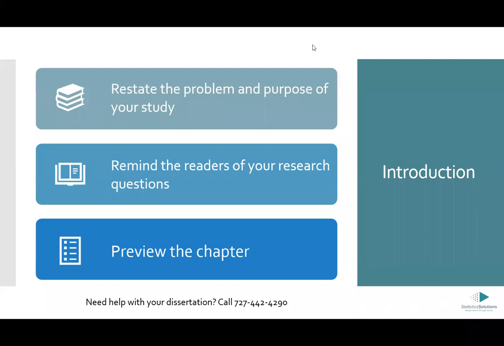So you'll reorient them, and then you're going to provide a preview of what's going to be coming up in the chapter. To do that, you may say, in this chapter, the researcher will present, and then provide a list of the different subheadings that are going to be shown in the chapter. So you're giving them that look back and a brief look forward so they know what to expect as they continue reading on.